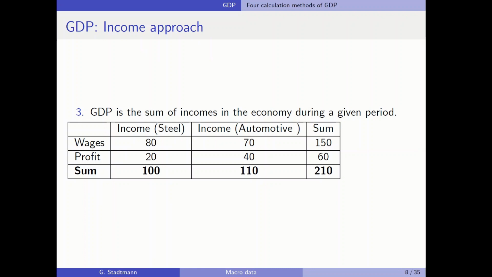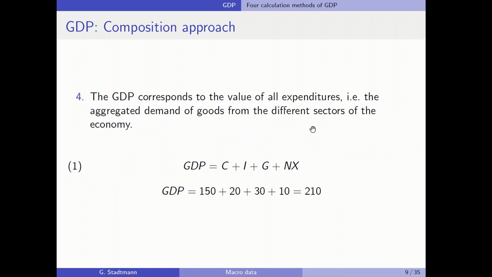The last approach was the composition approach. So we have to look at the aggregate demand in the different sectors of the economy. So we have to look at consumption, investment, government spending, and net exports. And when we once more sum up, then it becomes clear that demand for goods is equal to supply of goods. So GDP, according to this concept, is also equal to 210.